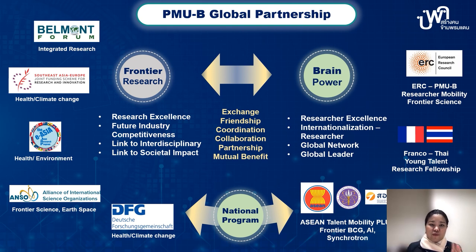So for our program, we have two types: a frontier research program and also a brain power development program. For the frontier research, we have had the opportunity for a couple of years to work with DFG on two topics, which are health and climate change. For health, people focus on subtopics like dengue, and for climate change, like energy. Now we want to try to develop projects together, or fund together, with ANSO, focusing on frontier science or the Earth Space System.